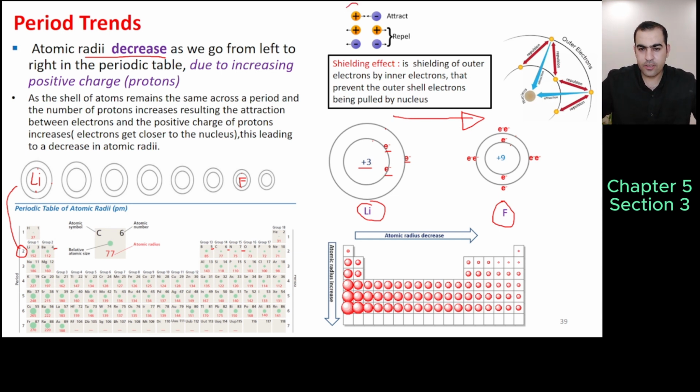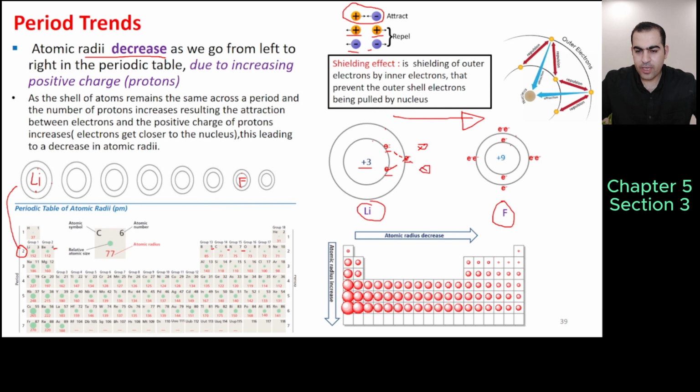Look here. Different charges attract each other. Same charges repel each other. Between protons and electrons, we have attraction. So as we go from left to right, attraction increases. Look, we know that outer electrons repel each other. An electron repels that electron. This electron also repels the outer electrons outward.